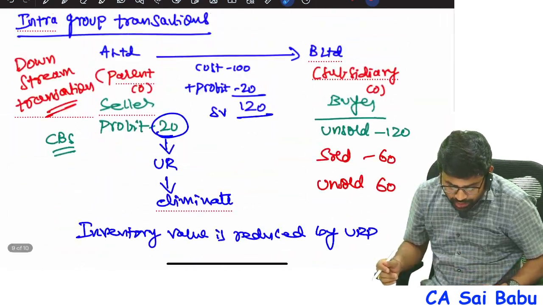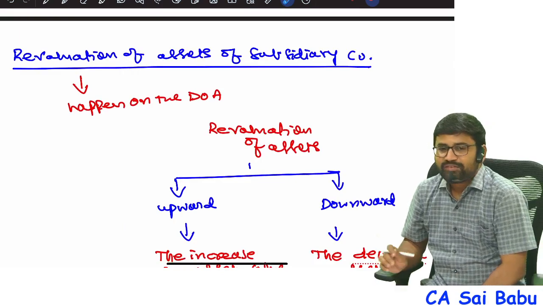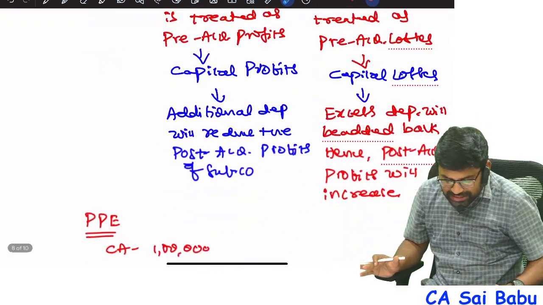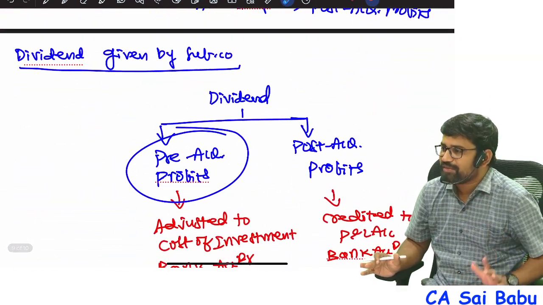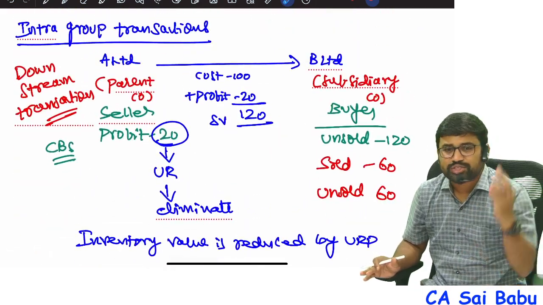So these are 3 important adjustments while analyzing the profits of subsidiary company. So 3 important adjustments explained, sir. What is the first important adjustment? Revaluation of assets of subsidiary company. What is the second important adjustment? Dividend given by subsidiary company. What is the third important adjustment? Intragroup transaction. 2 transactions I explained.